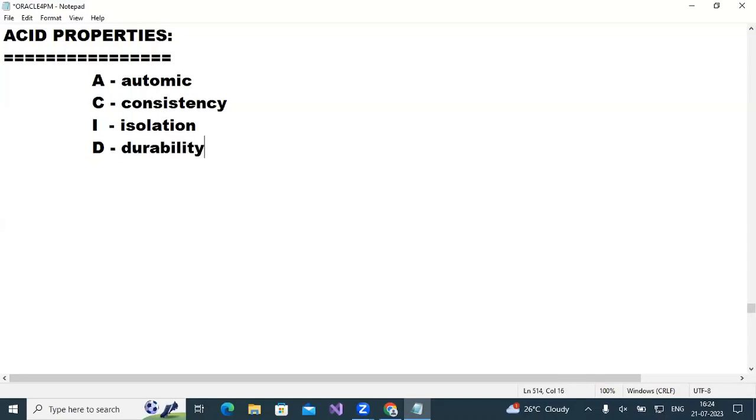Okay, durability. So ACID: A stands for atomicity, then consistency, isolation, durability. These are the properties your database management systems maintain internally. Based on these properties only, database servers will manage your data in an accurate manner. Now I will explain to you.